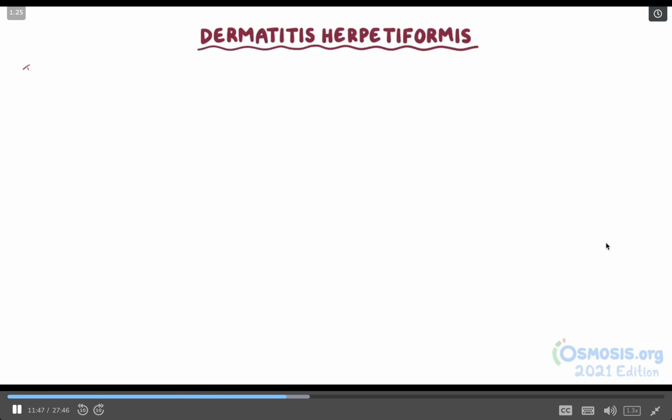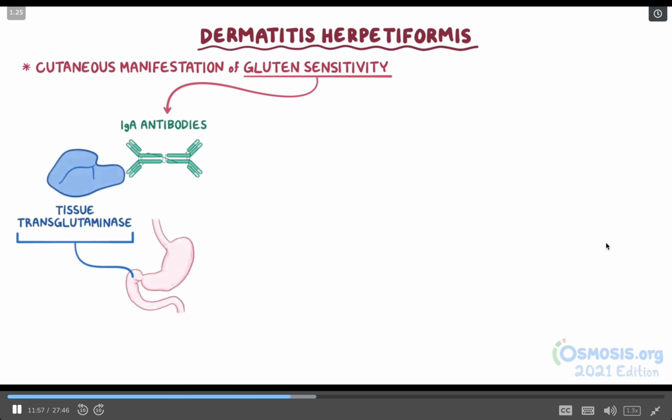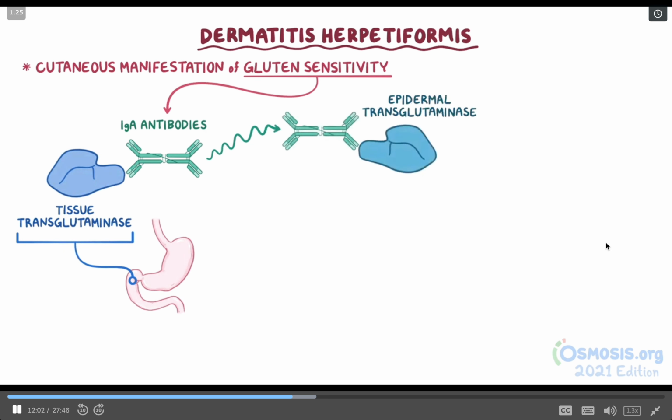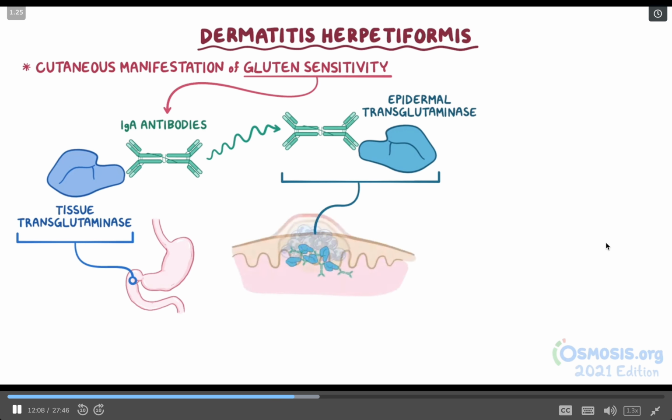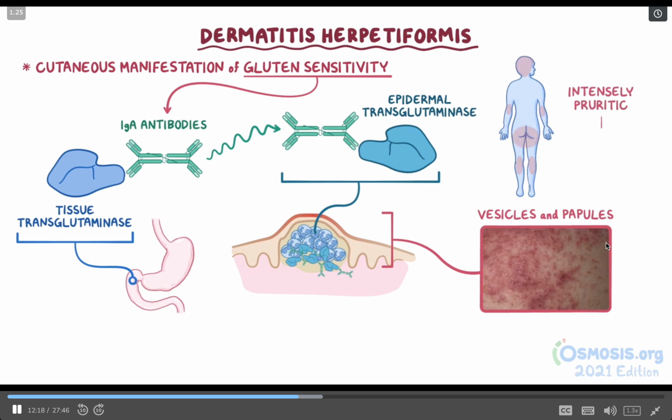Dermatitis herpetiformis is a cutaneous manifestation of gluten sensitivity. This sensitivity leads to the formation of IgA antibodies to gluten and tissue transglutaminases found in the gut, and these can then cross-react with epidermal transglutaminases. This causes deposition of IgA transglutaminase complexes in the papillary dermis, which triggers the formation of vesicles and papules on the extensor aspect of extremities, scalp, and buttocks. The lesions are intensely pruritic, leading to erosions and excoriations.